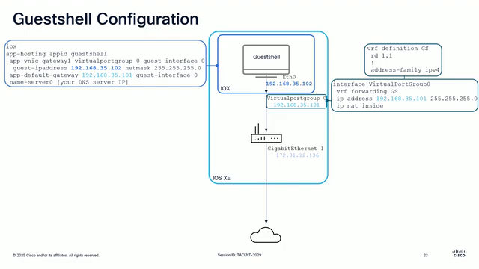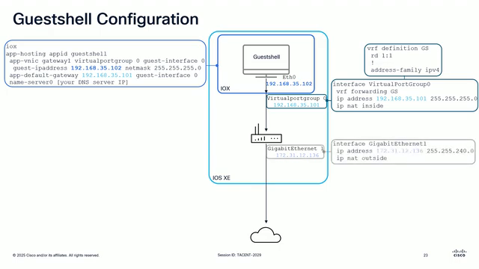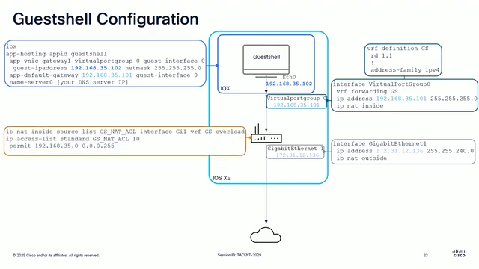The inside interface from IOS XE is going to be VirtualPortGroup 0, and we're going to put that into a VRF to keep the guest shell traffic separated from normal traffic on the device. The outside interface going into the outside network is going to be GigabitEthernet 1. And in order to allow the communication from the guest shell into the outside network, we're going to use NAT. This NAT configuration is probably similar to what you're used to. We're going to have VirtualPortGroup 0 as the inside NAT interface and GigabitEthernet 1 as the outside NAT interface. We'll make an ACL to define the IP addresses on the inside interface that we're going to translate. And then we'll finally apply NAT overload on the outside GigabitEthernet 1 interface.